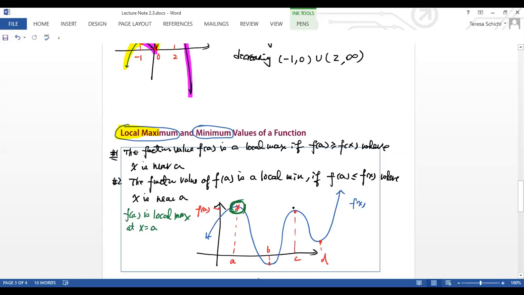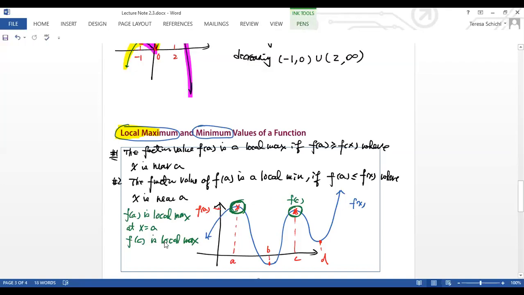The same way, take a look at this one. This is f of c. Obviously, f of c is lower than f of a. But this point c is still at the top of the mountain, so this is another local point. So f of c is also a local max, just by comparing to its neighbors. This one is still at the top of the mountain here, so that's why it is a local max.